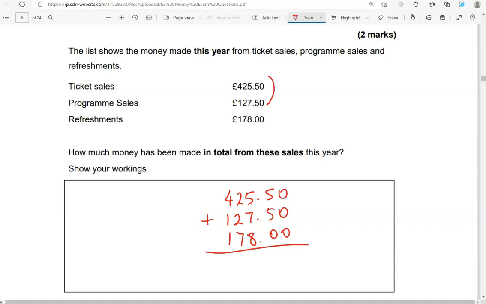So 0, 0, 0, that adds up to 0. 5 and 5 is 10, so 0 down, 1 carried over. Put a decimal point down. Now we've got 5 and 7, which is 12, and the 8, that is 20, and the 1 we carried over, that is 21. So 1 down, 2 carried over, 2 and 2 is 4, and the 7, that is 11, and the 2 we carried over, that is 13, so 3 down, 1 carried over, 4 and 1 is 5, and the 1 is 6, and the 1 is 7. So £731.